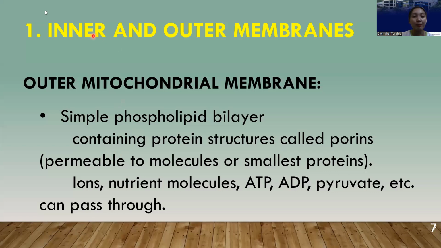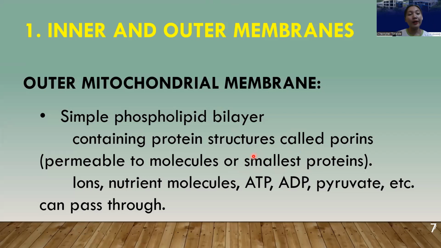First, the inner and the outer membranes. Let's look at the outermost membrane, which is the outer mitochondrial membrane. The outer mitochondrial membrane is actually just a simple phospholipid bilayer. Meaning, this is similar to the cell membrane, diba? Just a phospholipid bilayer. But ang difference nila is that it has porins, or like parang buho, protein structures, which are permeable to molecules or smallest proteins.